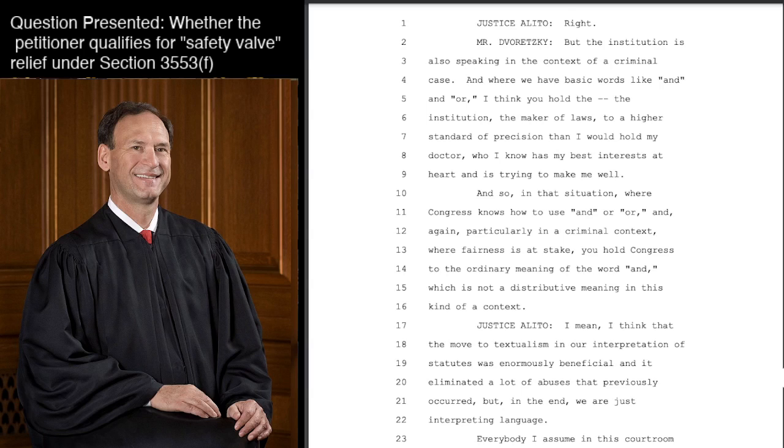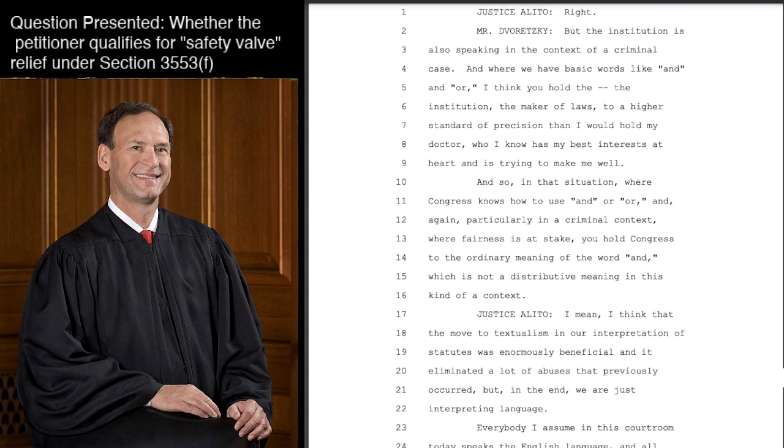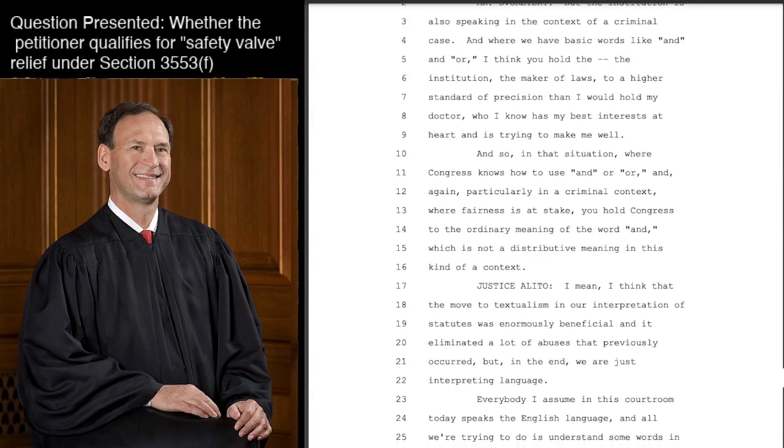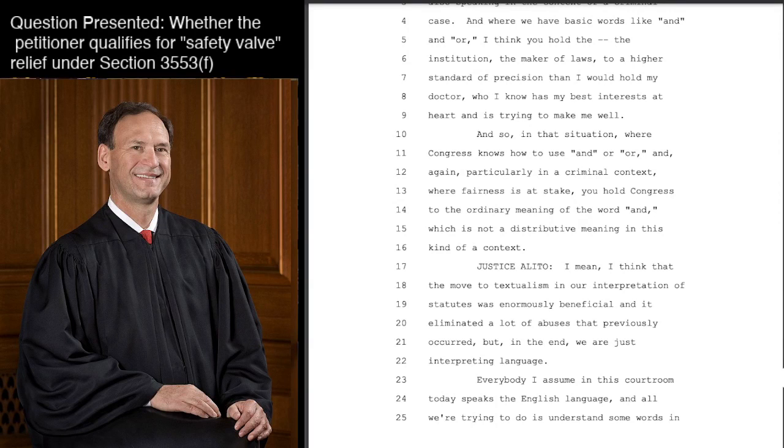I think that the move to textualism in our interpretation of statutes was enormously beneficial, and it eliminated a lot of abuses that previously occurred. But in the end, we are just interpreting language.